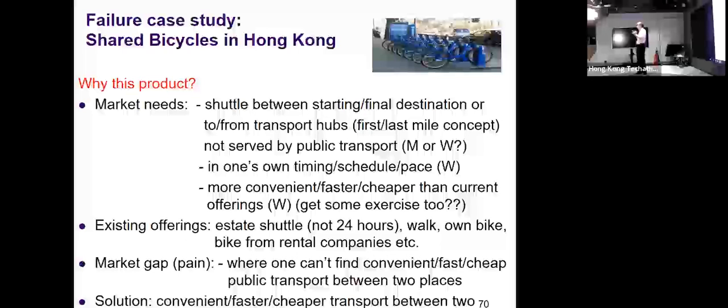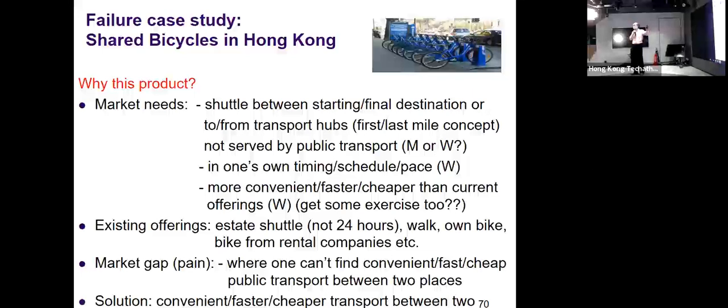Now, think about it. Actually, to me, all share bikes in the world, they all fail. Even for those two in China, one is bought by Alibaba, the other bought by another company. To me, they are all failing. Go back to Hong Kong. Why? What is the market need? Why do you need to have a share bike?